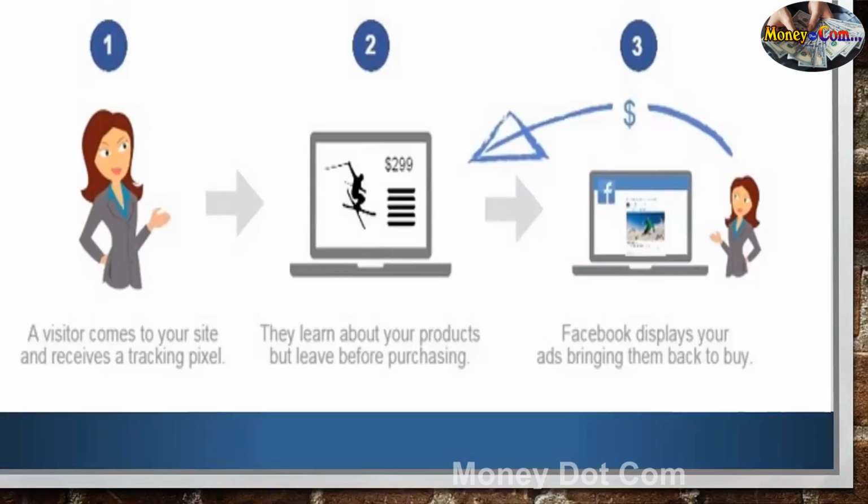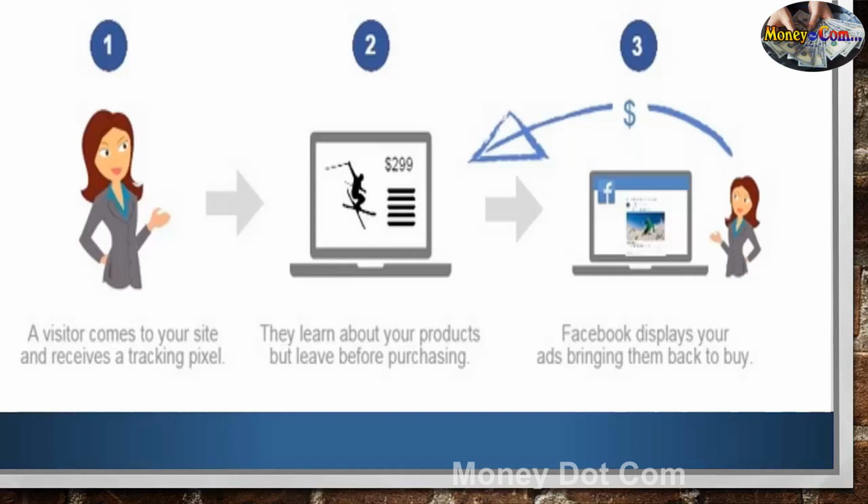Let's look at a graphical presentation. A visitor, which is this particular lady, number 1, comes to your website. They learn about your product, but leave without purchasing. It might be because the bell has rung, or the dog is barking, or the child is crying. Not necessarily that they want to leave, but inevitable situations happen sometimes, and they just get defocused to do something else. Now what happens with Facebook remarketing?